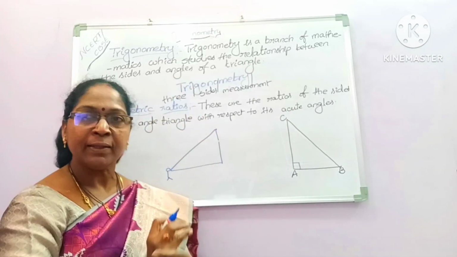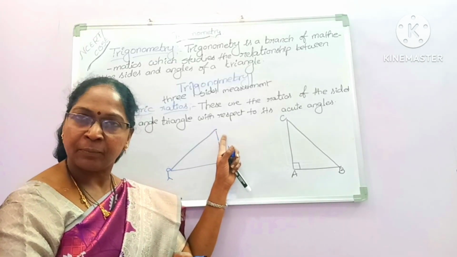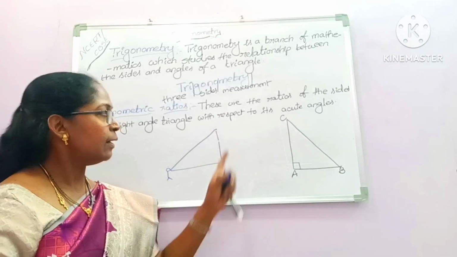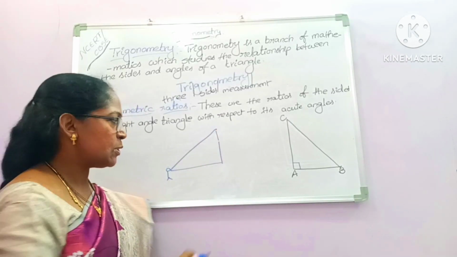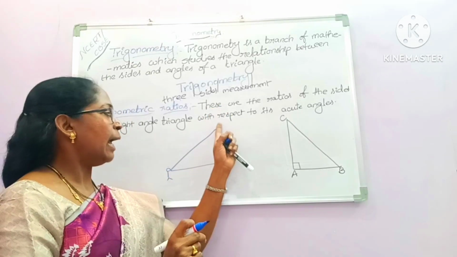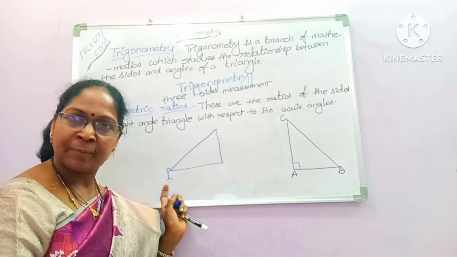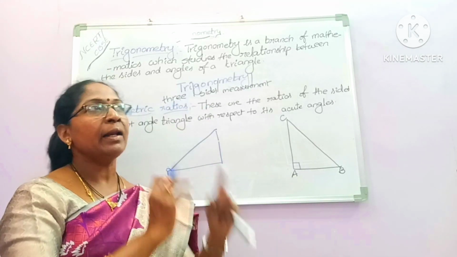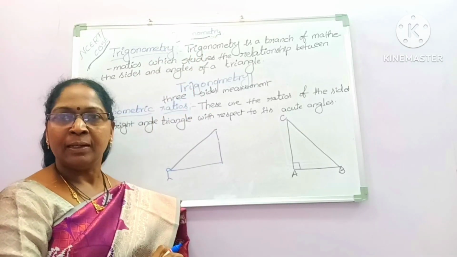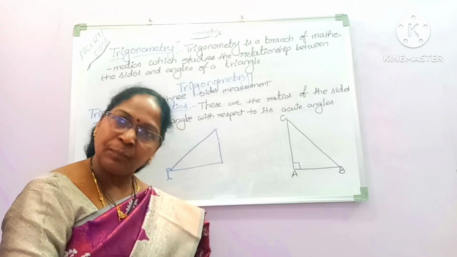This person is observing the top of the electric pole, or if he wants to measure that height of the electric pole, this is looking like which figure? Right angle triangle. You have to draw this figure like this, or any hill height, or the top of the temple. He is observing the top of the temple, the top of the tree, or the top of the building.